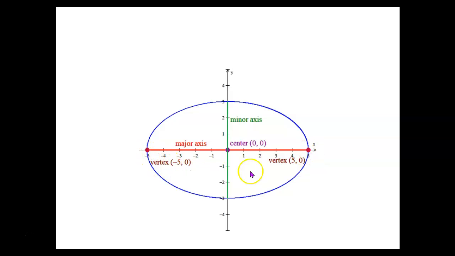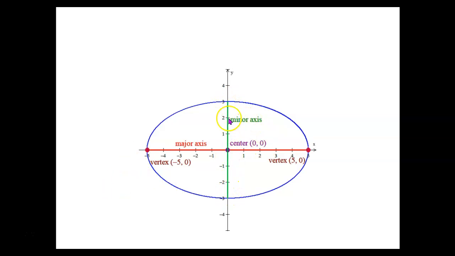The points at the ends of the major axis, those are the points on the ellipse that are furthest away from the center, and those are called the vertices. If you have just one, you say it's a vertex, the plural is vertices. With this particular ellipse, we have a vertex here at 5, 0, 5 units to the right of the center, and the other vertex is here at negative 5, 0, 5 units to the left of the center.